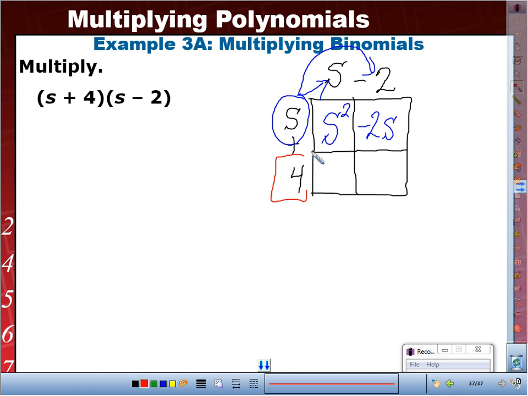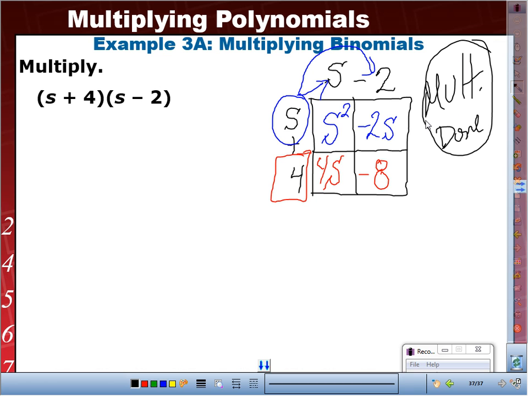So now check this out. I'm going with this term. It's a positive 4, so 4 times S, that's 4S. 4 times negative 2, what is that? Negative 8. And right now, check this out. I multiplied, and I'm done with multiplication.